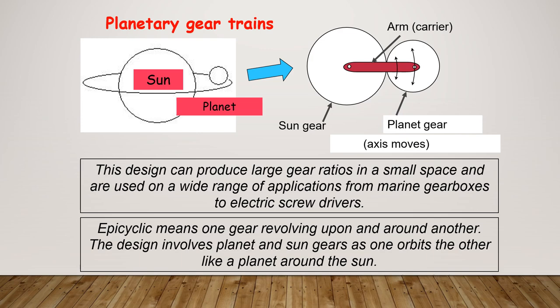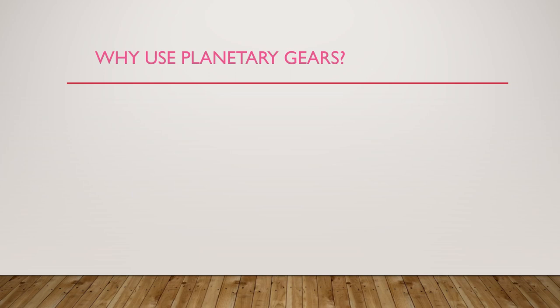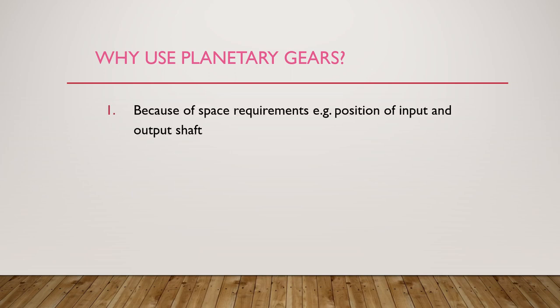Epicyclic means one gear revolving around the other. The design involves planet and sun gears, as one orbits the other, like a planet around the sun. As already said, there is a sun and planet arrangement. So one gear will be fixed and the other will be rotating around it with the help of the arm. If you have this type of arrangement, we call that an epicyclic gear train, or it is also called a planetary gear train.